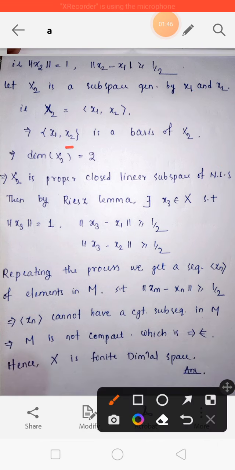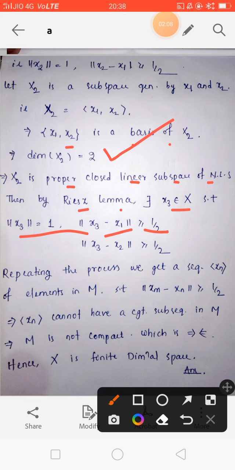Then x1, x2 is a basis of X2. This implies the dimension of X2 equals 2. Then X2 is a proper closed linear subspace of the normed linear space. Then by Riesz lemma, there exists x3 belongs to X such that the norm of x3 equals 1. Then the norm of x3 minus x1 is greater than or equal to 1 by 2. Then the norm of x3 minus x2 is greater than or equal to 1 by 2.